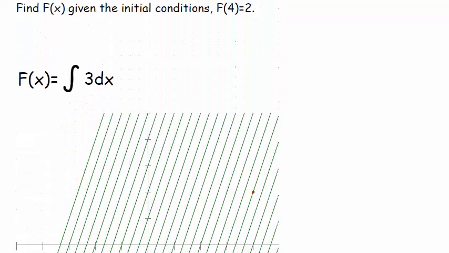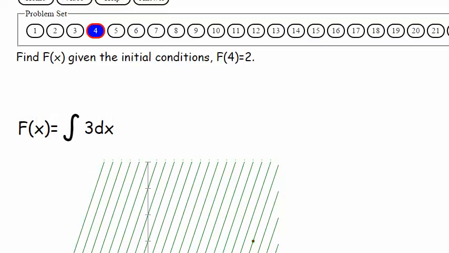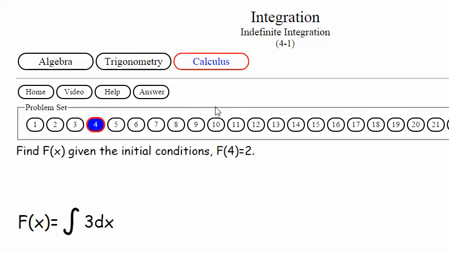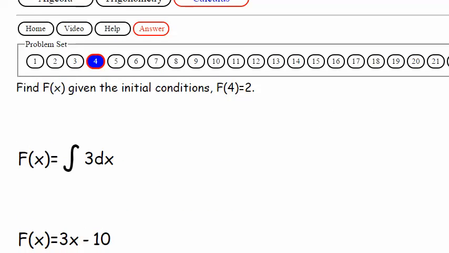Alright. Okay, so this has a lot of applications in the real world, let me tell you. And we'll get around to those applications eventually. But right now we're just kind of working through the mechanics. So let's hit the answer here. Let's see what we got. All right, so there it is. We got F of x equal to 3x minus 10. So this is the particular one that passes through these conditions. That's what we call the initial conditions.